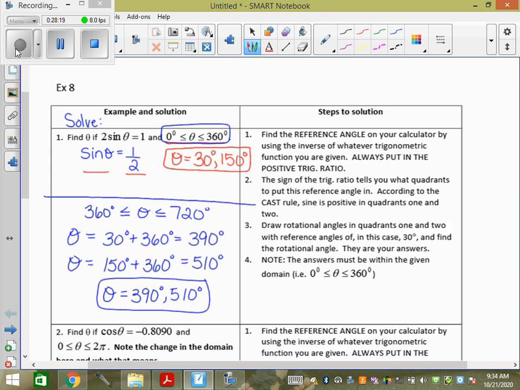If they said from 0 to 720, then my answers would be 30, 150, 390, 510. It would be all four. So they can give us whatever they want. They can give us negatives. They can go from negative 180 to 180. So what if they did that?